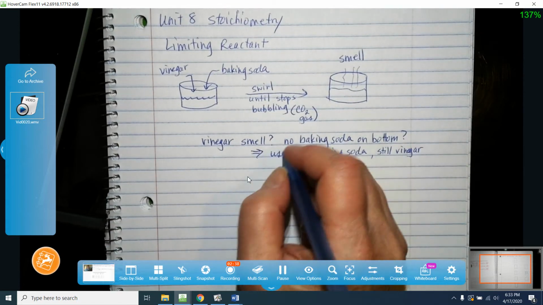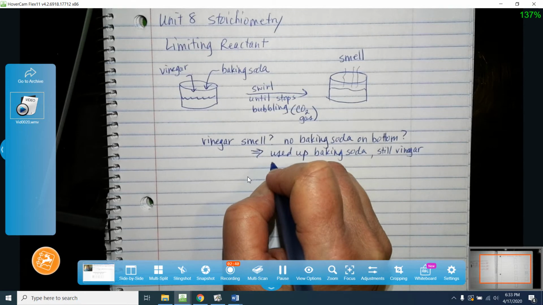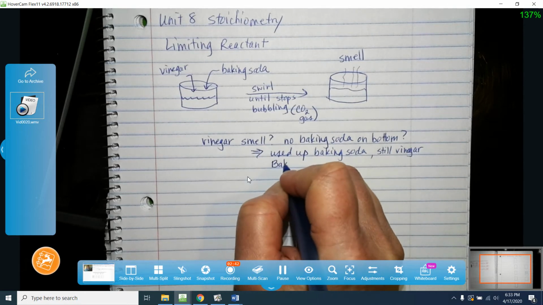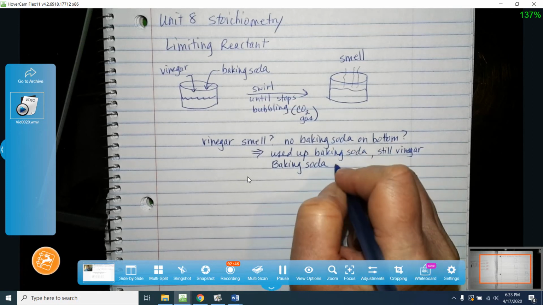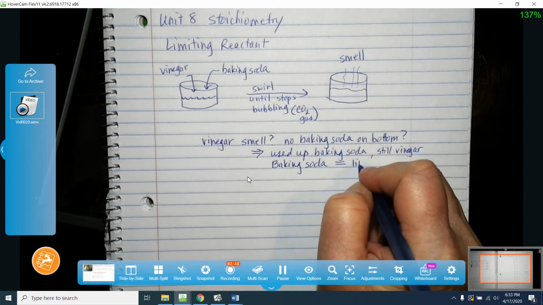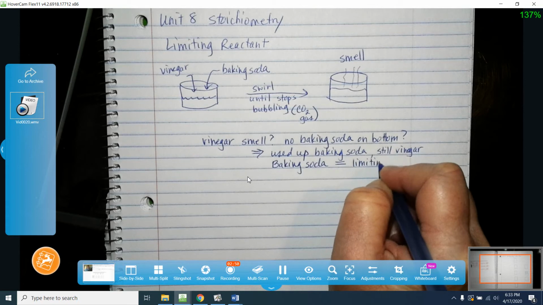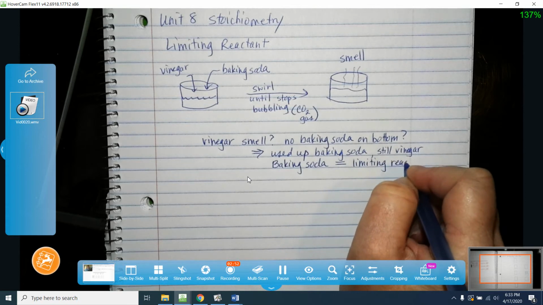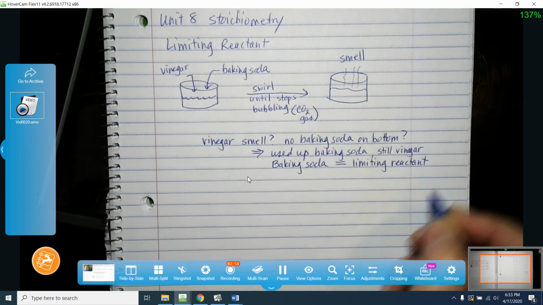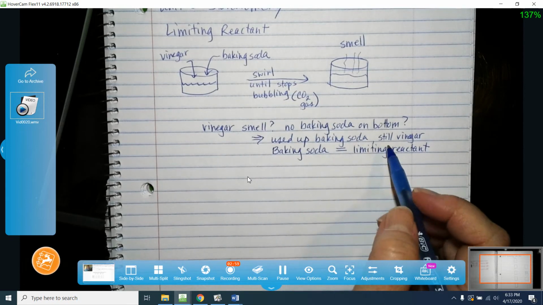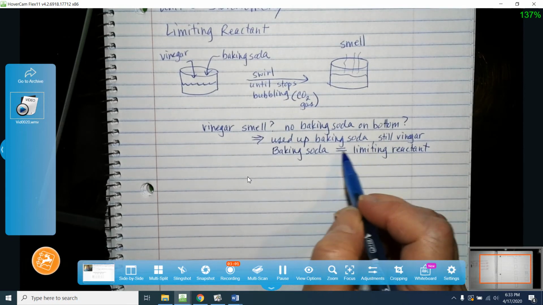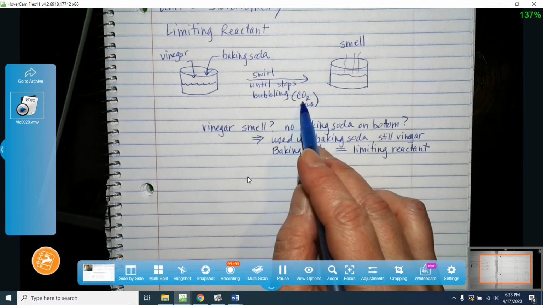Okay, so what does that mean for chemistry? That means the baking soda is the limiting reactant. Okay, so the limiting reactant is a reactant that limits how much product you can make.